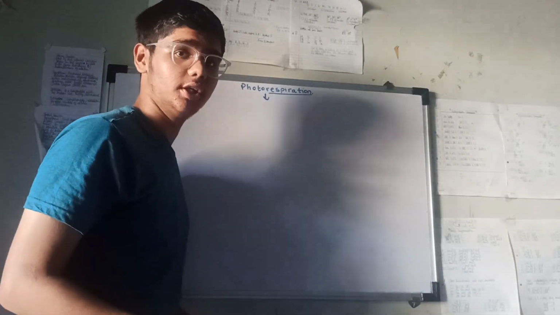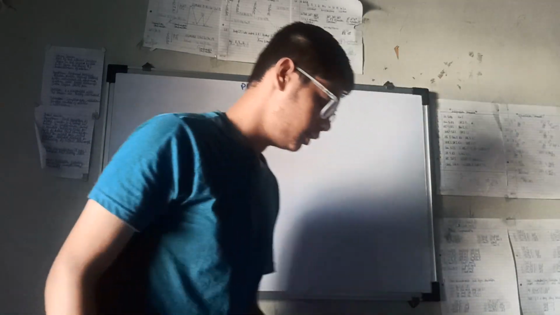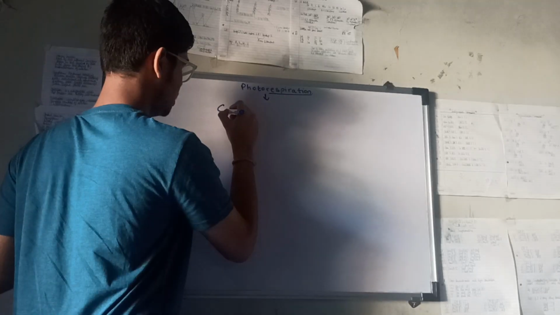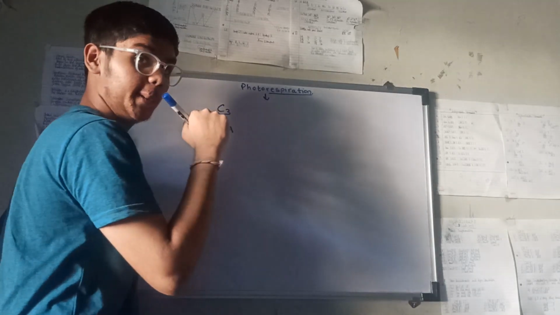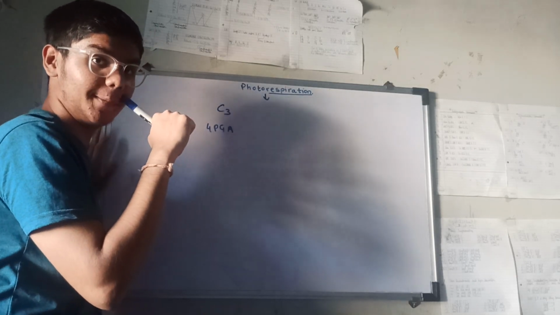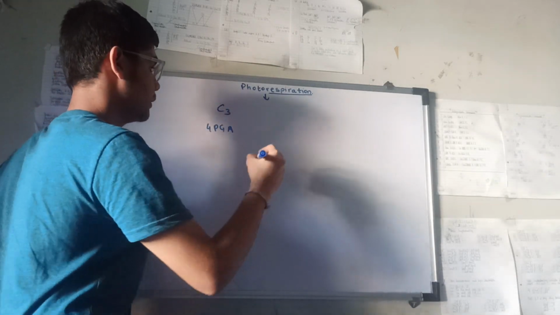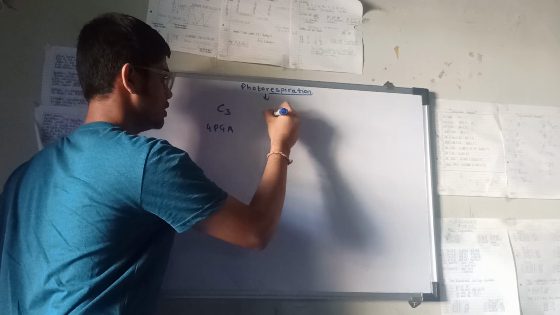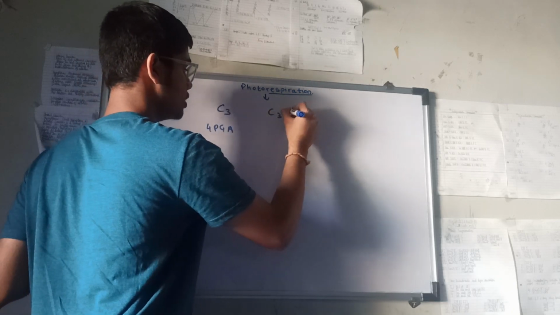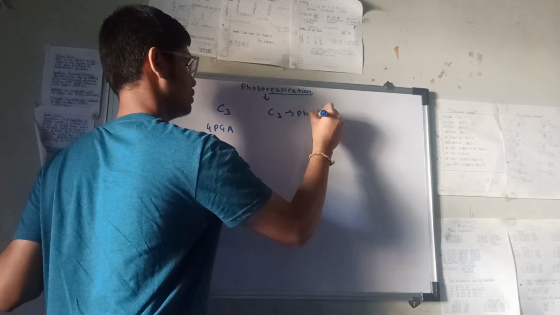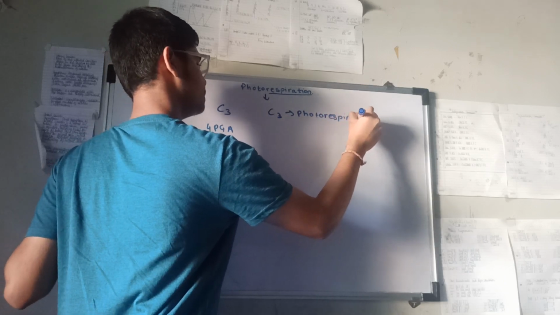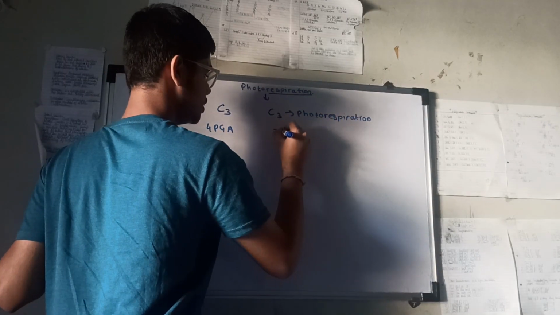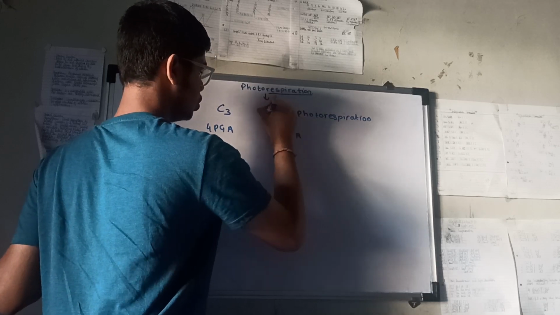See here carefully. In C3 there were 4 PGA overall. If 2 cycles were there, there were 4 PGA. But in C3's photorespiration, there are only 3 PGA for 2 turns.